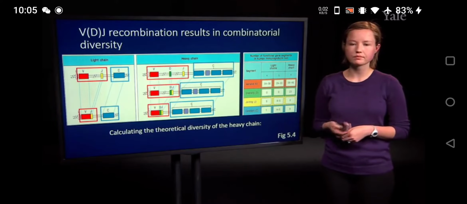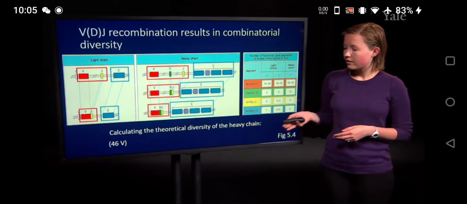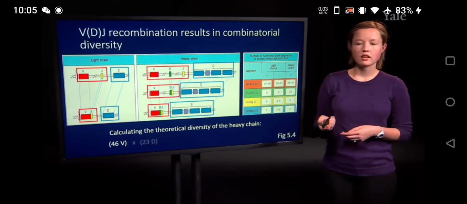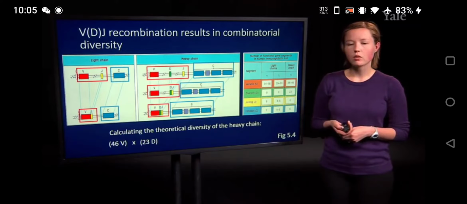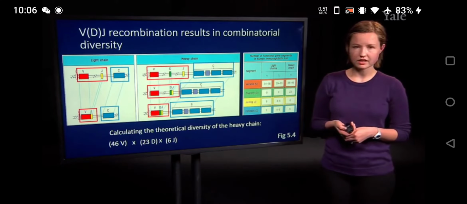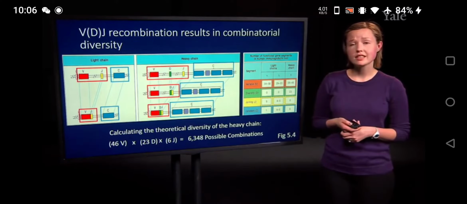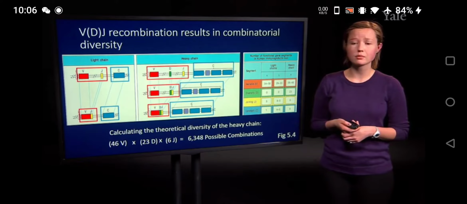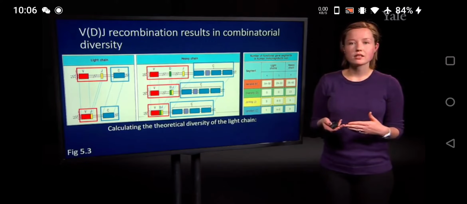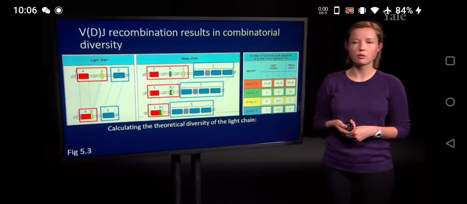So, for example, when calculating the diversity of the heavy chain, if we have 46 variable or V segments and 23 D or diversity segments and 6 J or joining segments that can be brought together in unique combination, this yields 6,348 different possible combinations for the heavy chain. But if we remember, B cells and B cell receptors consist of both a heavy chain and a light chain, so we also need to calculate the theoretical diversity of the light chain.